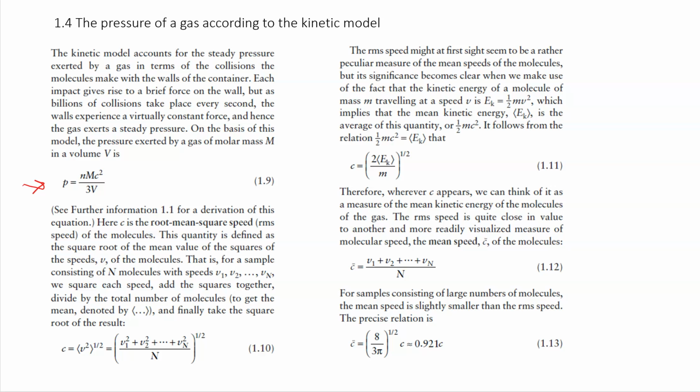So the RMS speed might at first sight seem to be a rather peculiar measure of the mean speed of molecules, but the significance becomes clear when we make use of the fact that the kinetic energy of a molecule of mass m traveling at a speed v equals 1/2 mv squared, which means that the kinetic energy, E sub k, is the average of this quantity, or 1/2 mc squared.